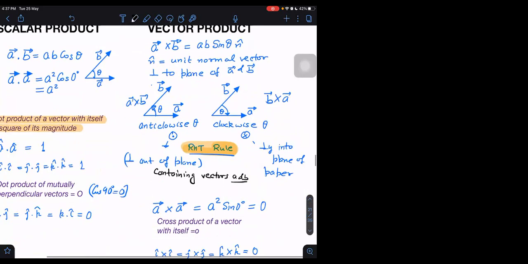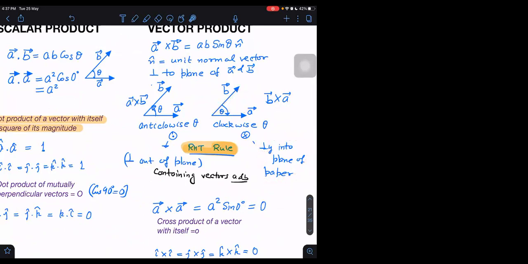Similarly, what about if I take B cross A? B first and then A. Then start with B and go to A. Then I have to take it perpendicularly into the plane of paper, or perpendicularly into the plane containing the vectors.